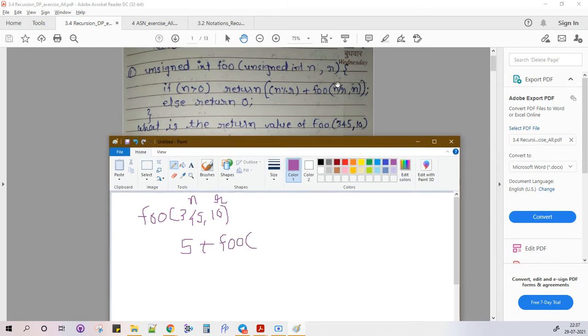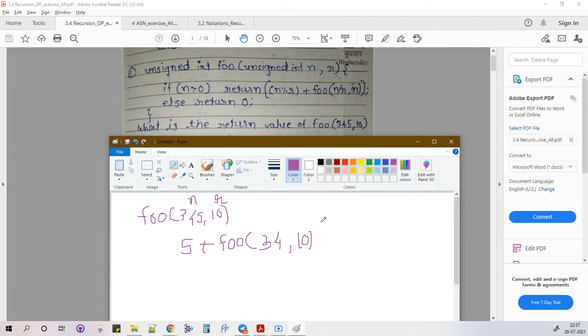Now n divided by r. If I divide 345 by 10, there would be a problem if this question is asked in Python, because in Python 2 you get integer division, so 345 divided by 10 would be 34. But in Python 3 it would be 34.5. But this is written in C, or it looks like C or C++, so it is integer division. So 345 divided by 10 is nothing but 34, and r as it is, so r is 10.